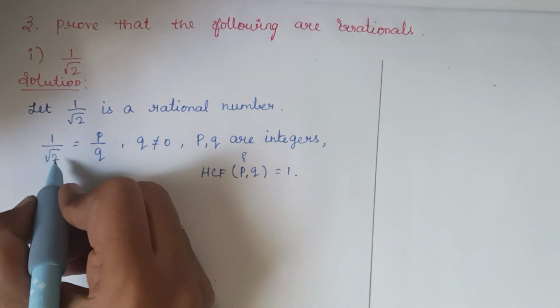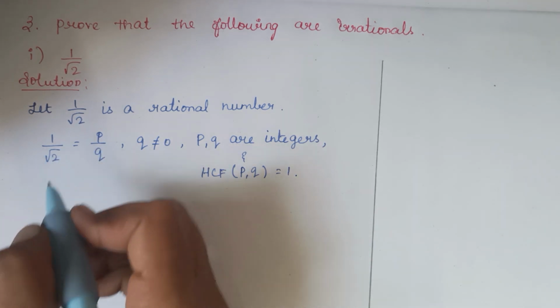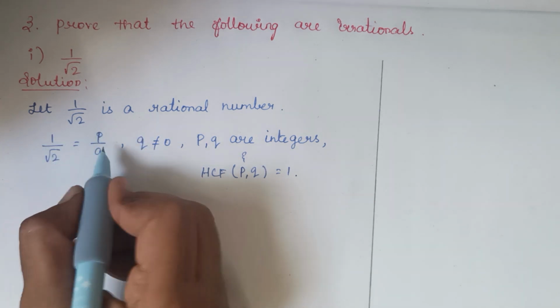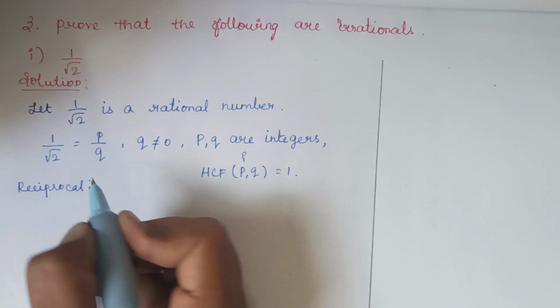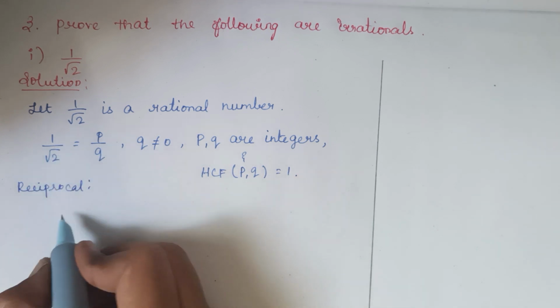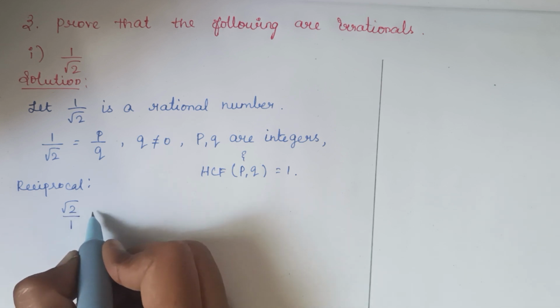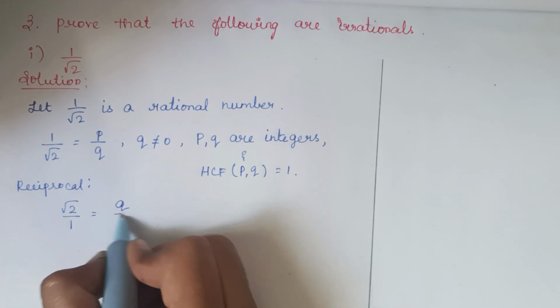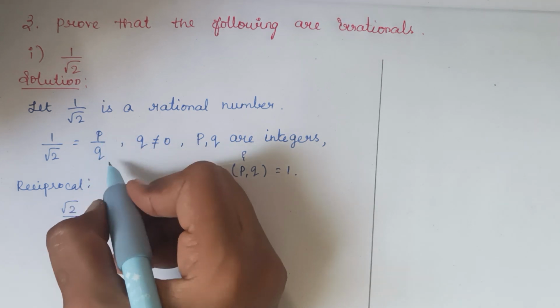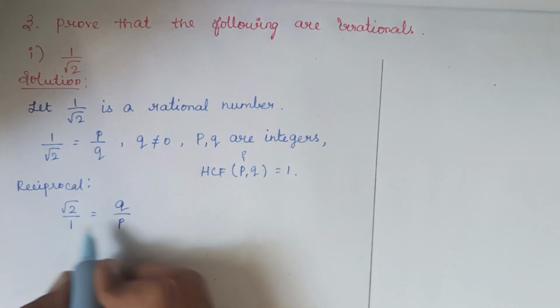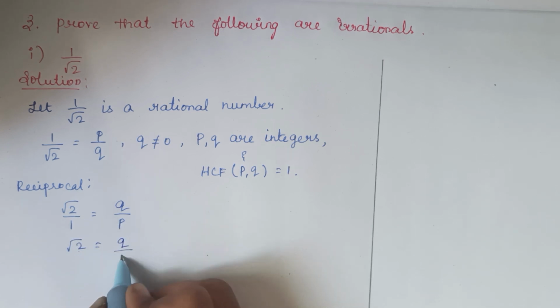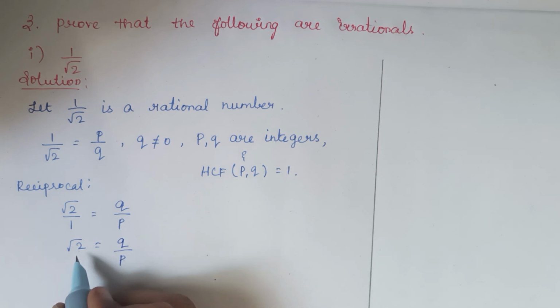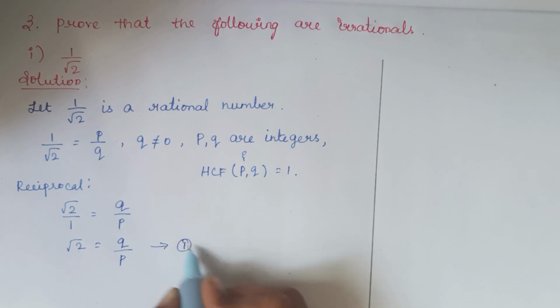These are the common rules for a rational number. Now we are going to take the reciprocal of 1 by root 2 is equal to P by Q. The reciprocal of 1 by root 2 is root 2 by 1, is equal to Q by P. So root 2 is equal to Q by P. If we mention 1 or not, it's not an issue. We will consider this as equation 1.